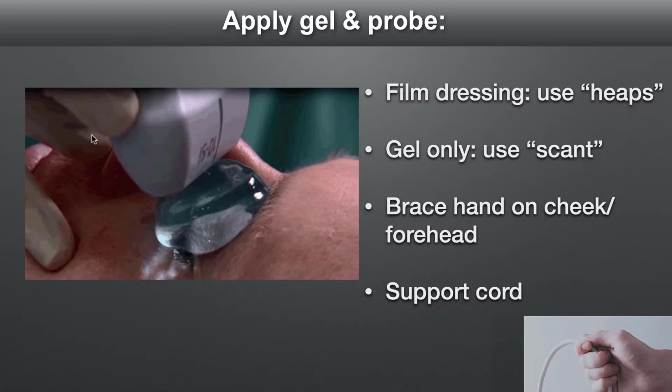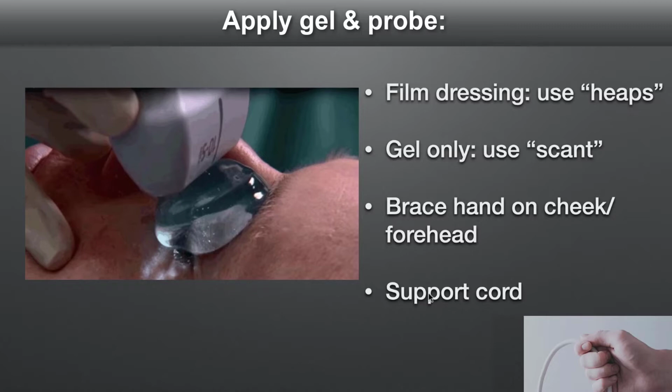Next thing you want to do is anchor your hand on the patient's face, either on the bridge of their nose while you're holding that probe or on their forehead. And then the other thing that's going to be helpful is to support the ultrasound machine cord. You'll find that using these small movements that we use on eyes, especially in the eyeball, which patients don't like a lot of pressure on, it helps to have the weight of that cord off of the probe itself.